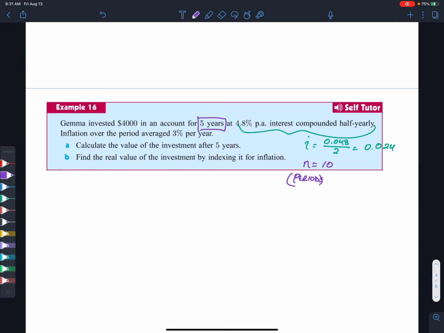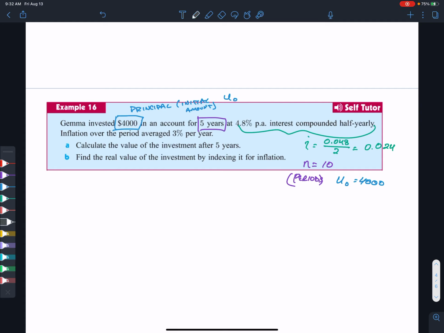And then u of 0, our principal, our initial amount, is 4,000. So u of 0 equals 4,000. First, we're going to calculate what the investment is over the 5 years. We're not worried about the inflation yet, because we're just calculating what this is over 5 years, using all of this information.